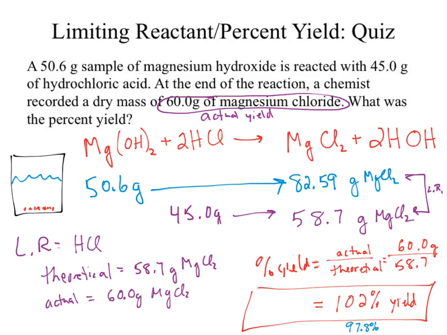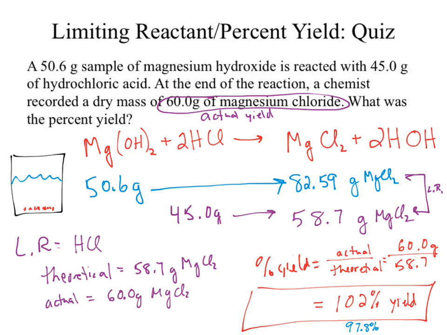Yes? So basically, we took the 50.6 grams of the magnesium hydroxide and 45 grams of hydrochloric acid. And then we converted them both to the magnesium chloride because that's what we're trying to get the answer to. Yes and no. Are you still going with that, or are you done with that? Just explain to me what the difference is.